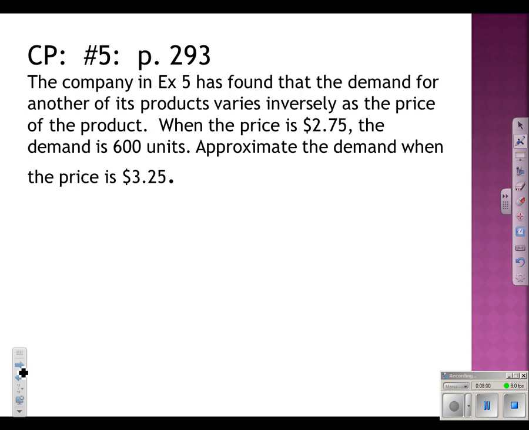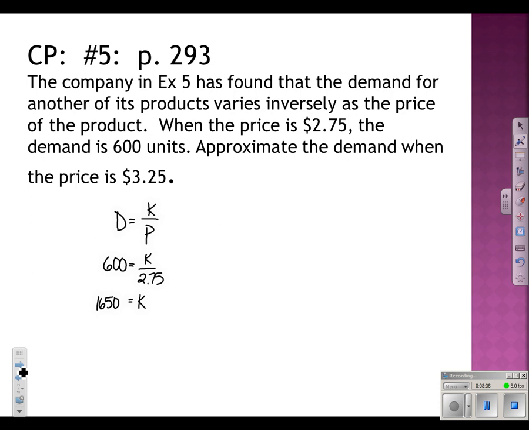All right, so we've got an inverse variation here. So we're looking at our demand being inversely related to our price. So D is equal to K over P would be our model. So let's fill in the numbers that we know. If our demand was 600, it told us that the price would be 275. So if we work this equation out and solve for K, K ends up being equal to 165000.